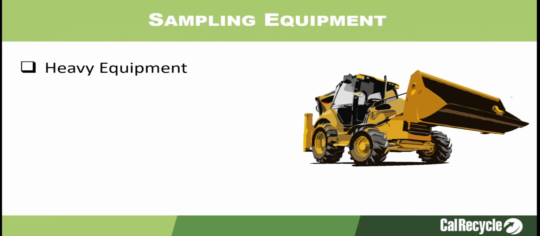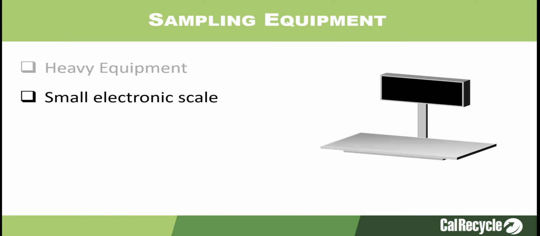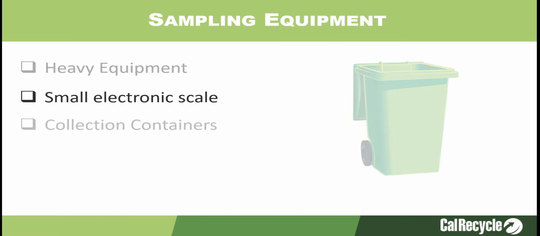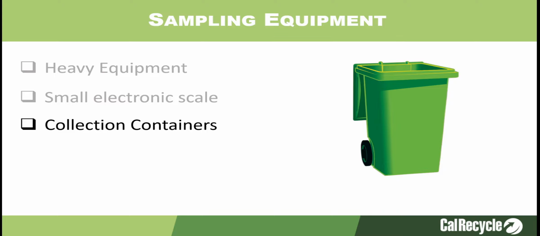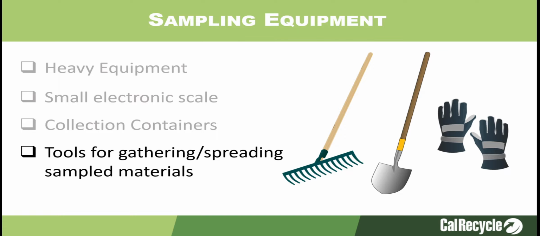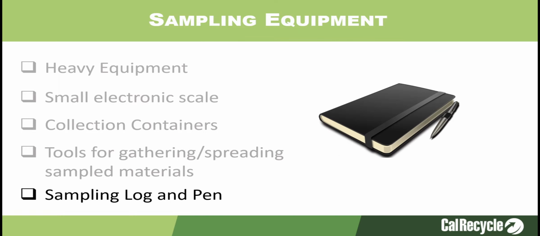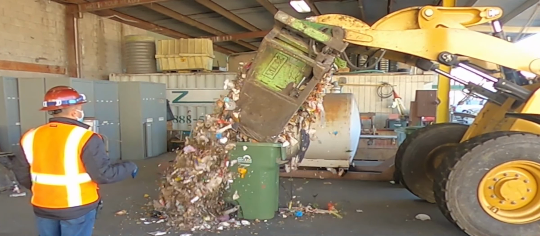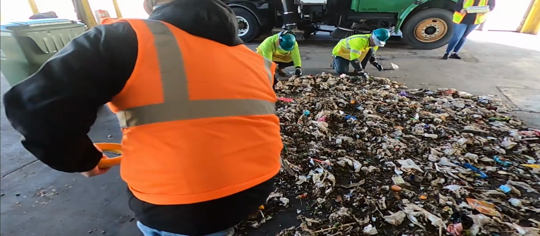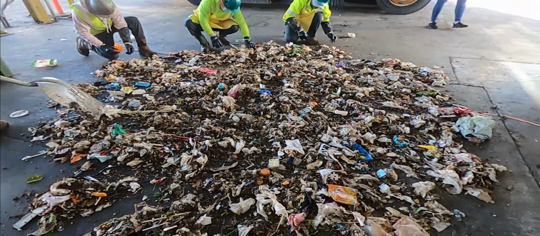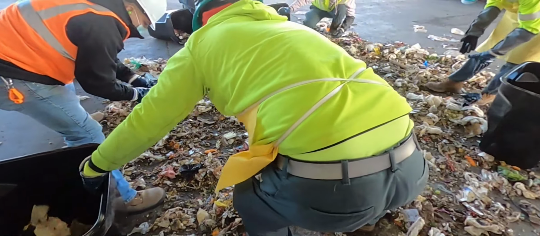The operator used the following equipment when performing a measurement: heavy equipment for obtaining sampled material, a small electronic scale, collection containers for sampled material as well as incompatible material, tools for gathering and spreading sampled material, and a sampling log and pen used for data collection. The regulations do not require specific equipment when performing measurements, but this is what the operator found useful when sampling this material.